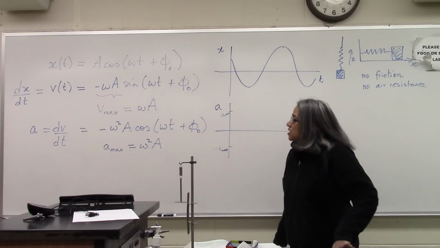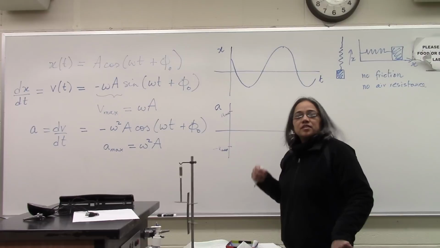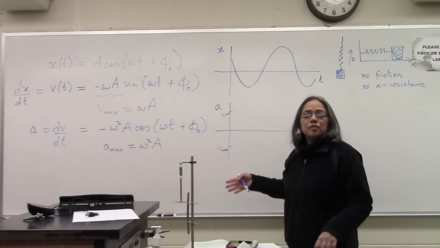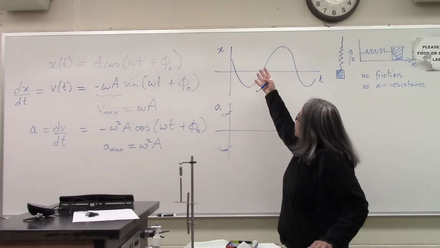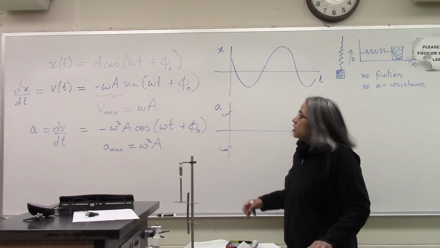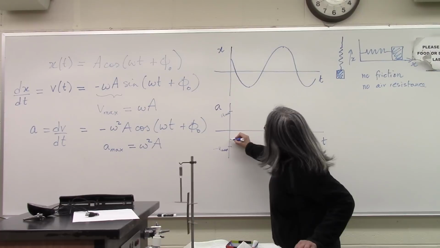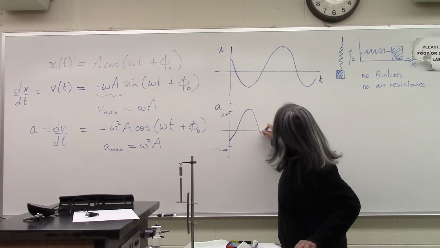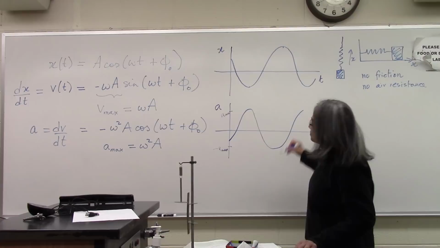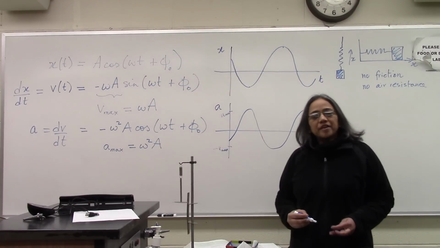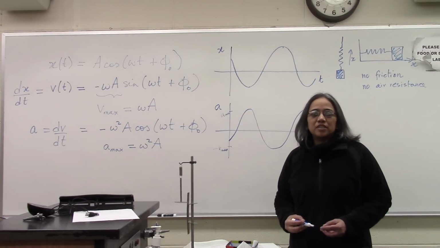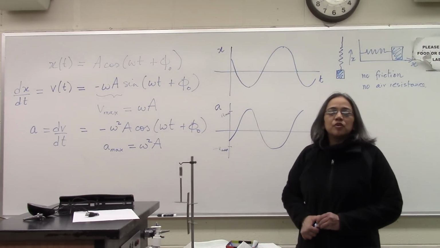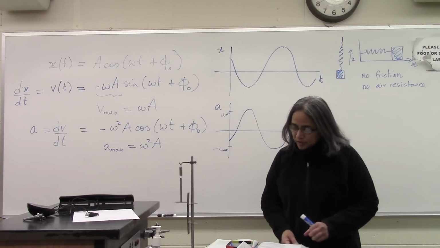That tells us that the graph for acceleration versus time is simply a mirror image of the graph of x versus time. So all we have to do is to flip this graph so that it would look something like this, like that, and so on. So going from x versus t to a versus t is actually easier than going from x versus t to v versus t.